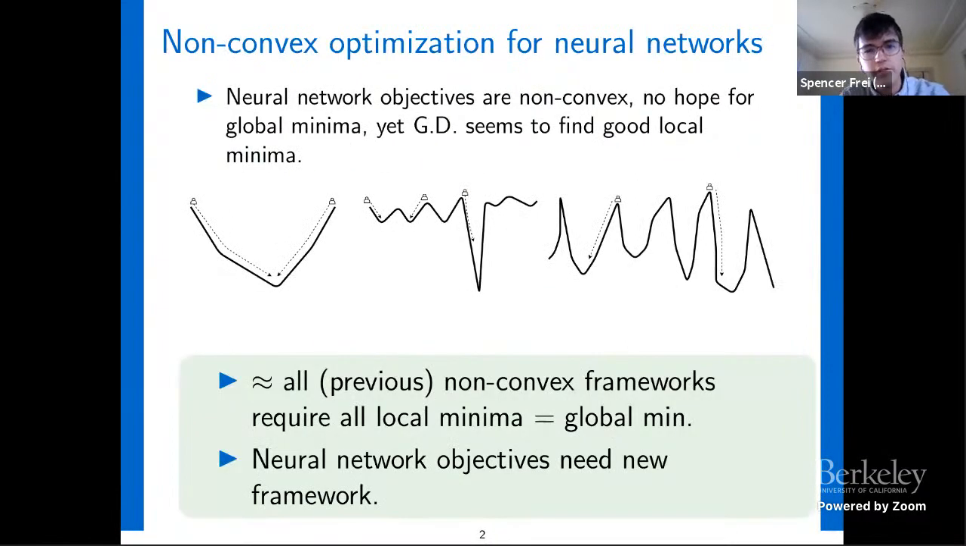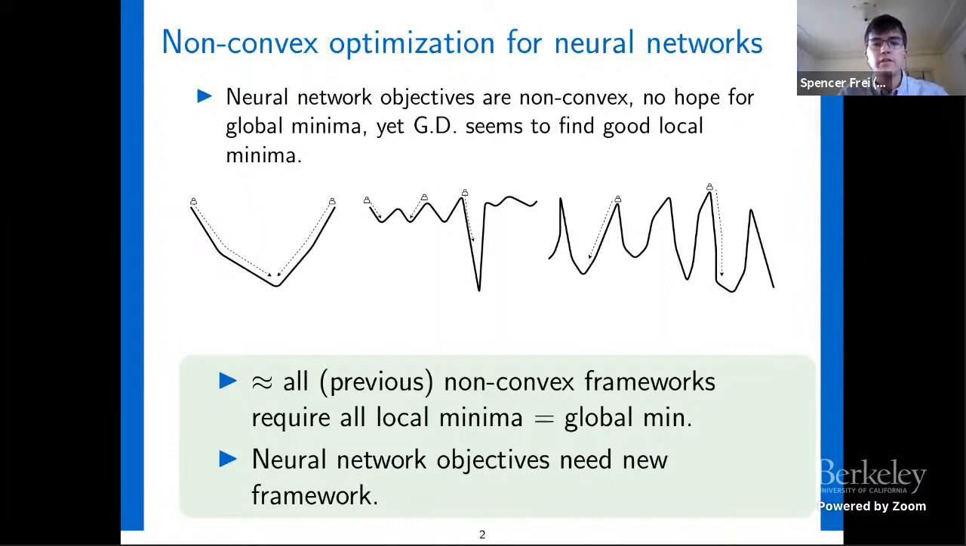So just to jump right into it, this talk is about neural network optimization. And as I'm sure everyone is familiar with, neural network objectives are non-convex. There are a number of hardness results that specifically show that in many settings there's no hope for finding global minima for these objective functions. But yet what we observe in practice is that gradient descent seems to be pretty good at finding good local minima. Maybe they're not global minima, but they're better than what one might expect naively.